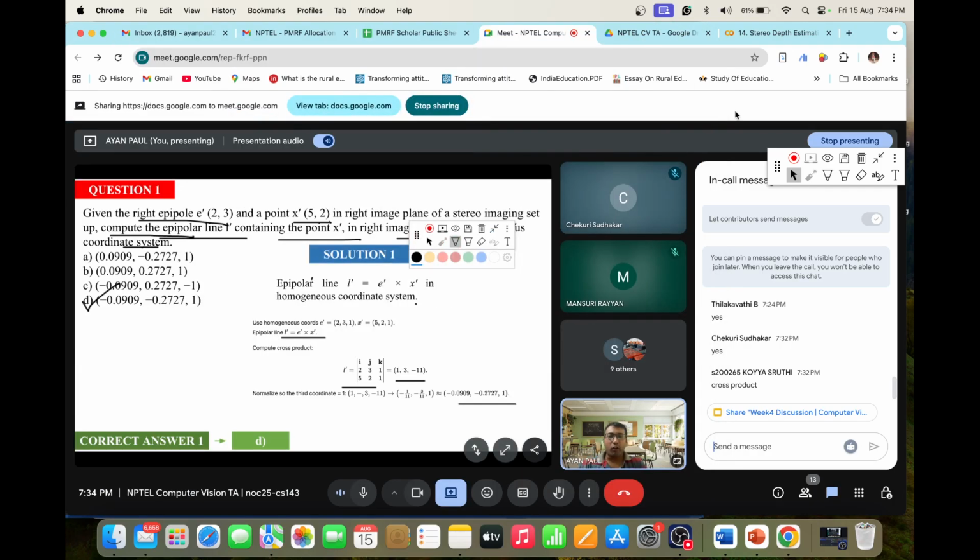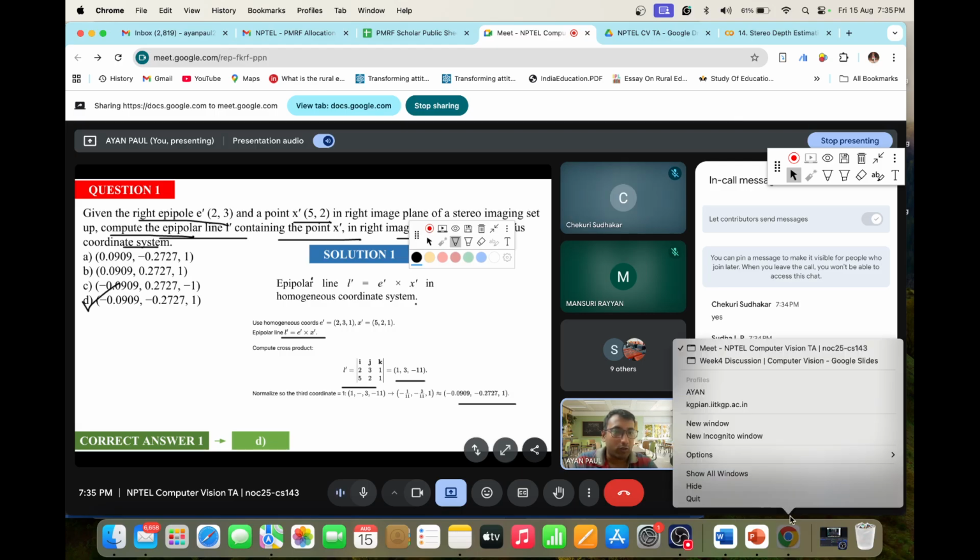So is it clear to all of you? Clear, right? Very simple question. Any doubt for anyone? You got the concept, right? Why are we doing L dash equals E dash cross X dash? Because L dash is formed by these 2 points, E dash and X dash. E dash is the right epipole, and X dash is the right image point. So by these two you can just do the cross product and you can get the right epipolar line. Okay, so this is a very simple question.